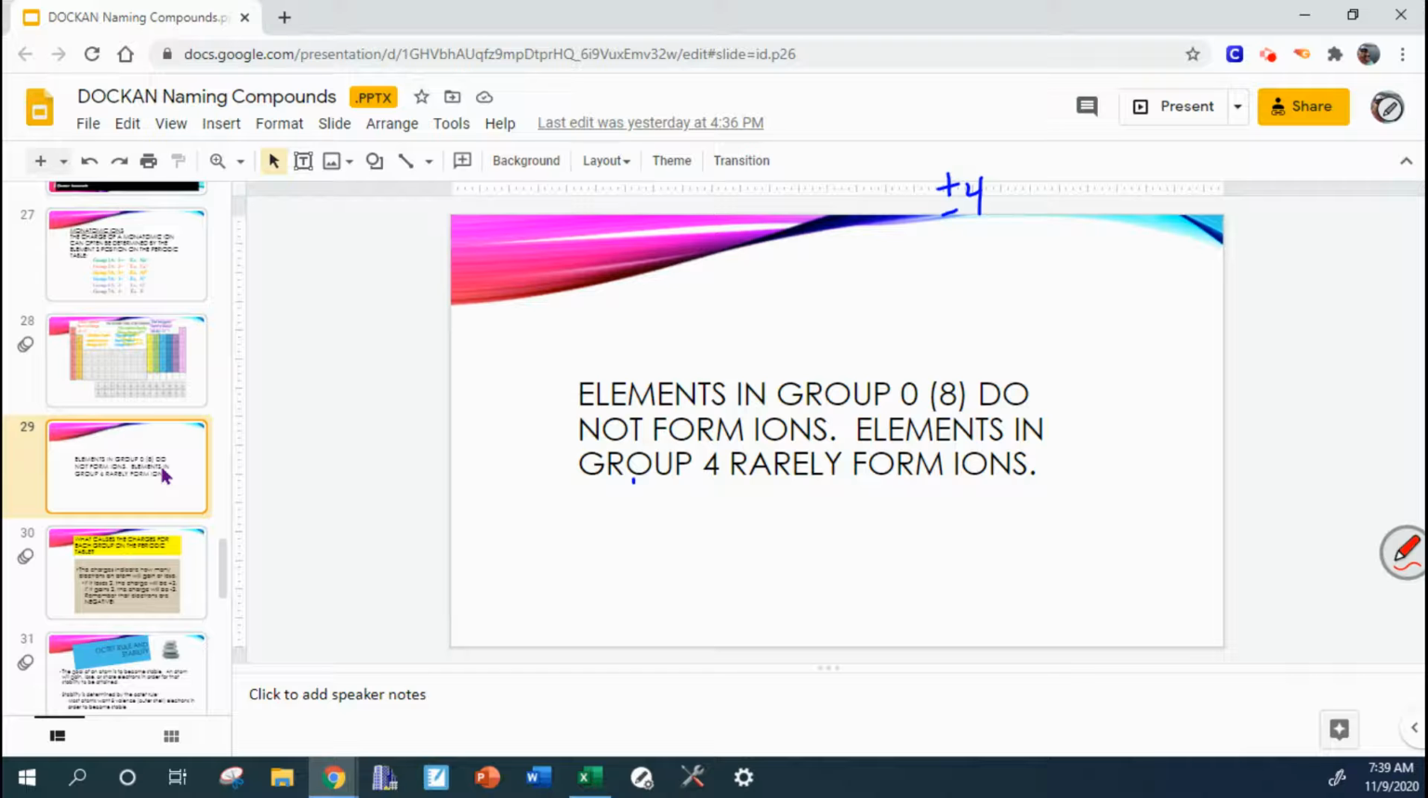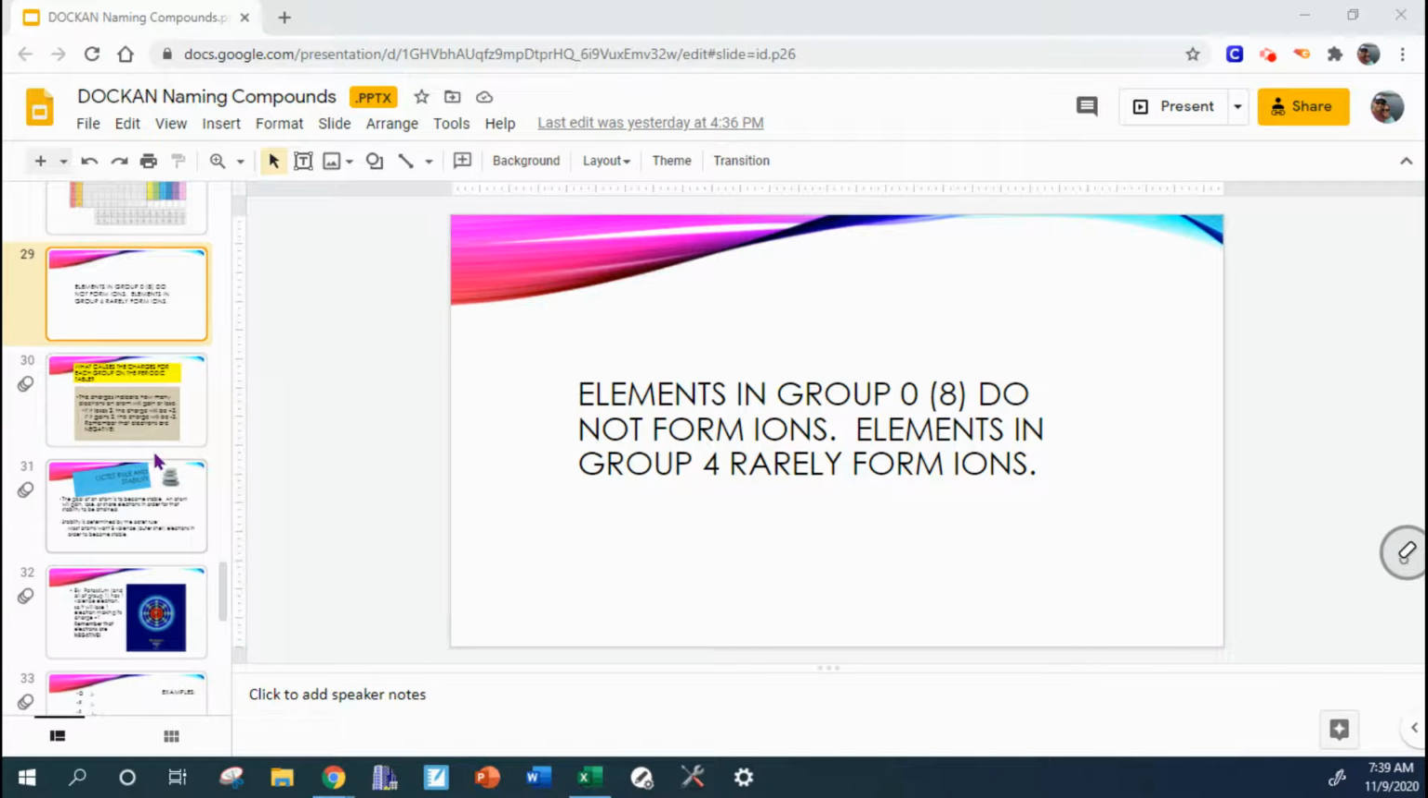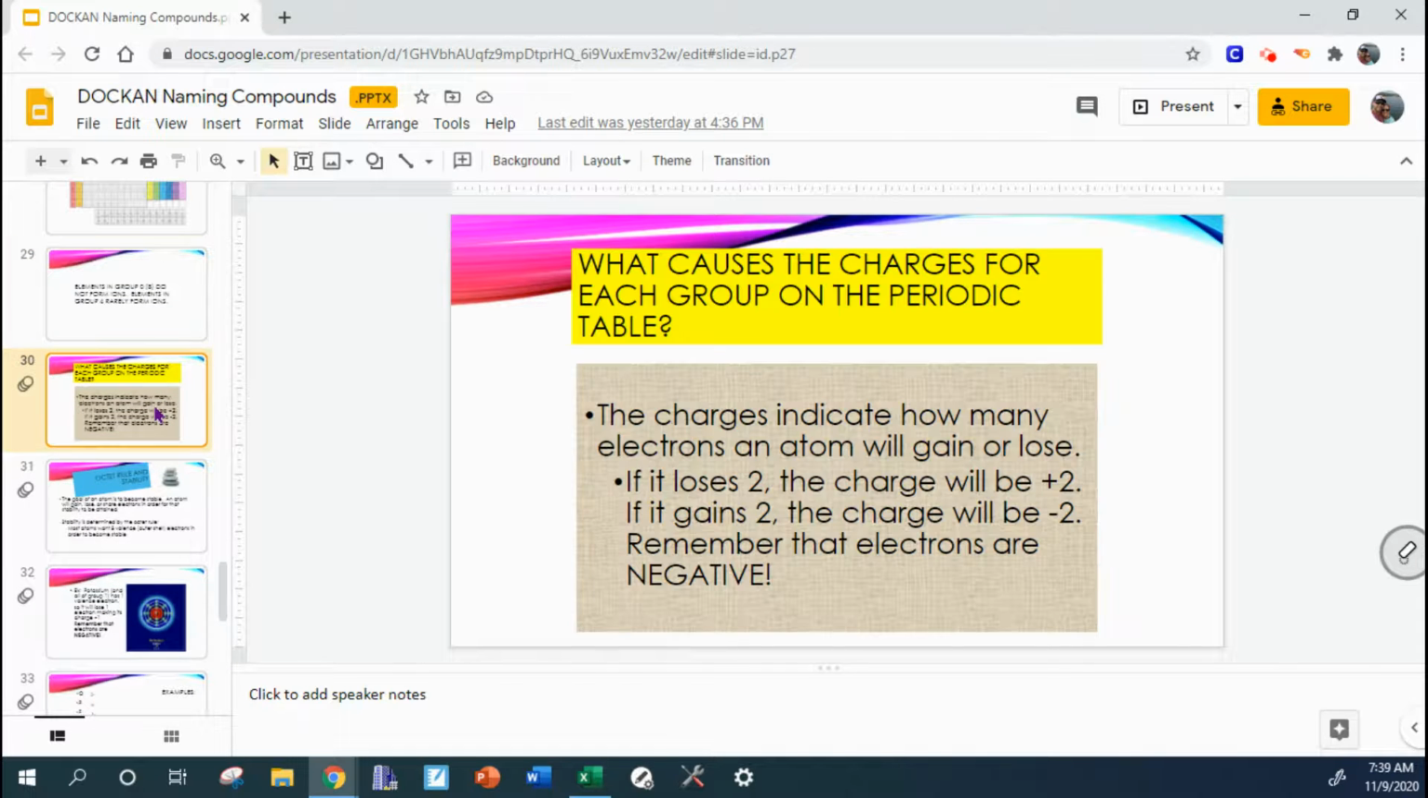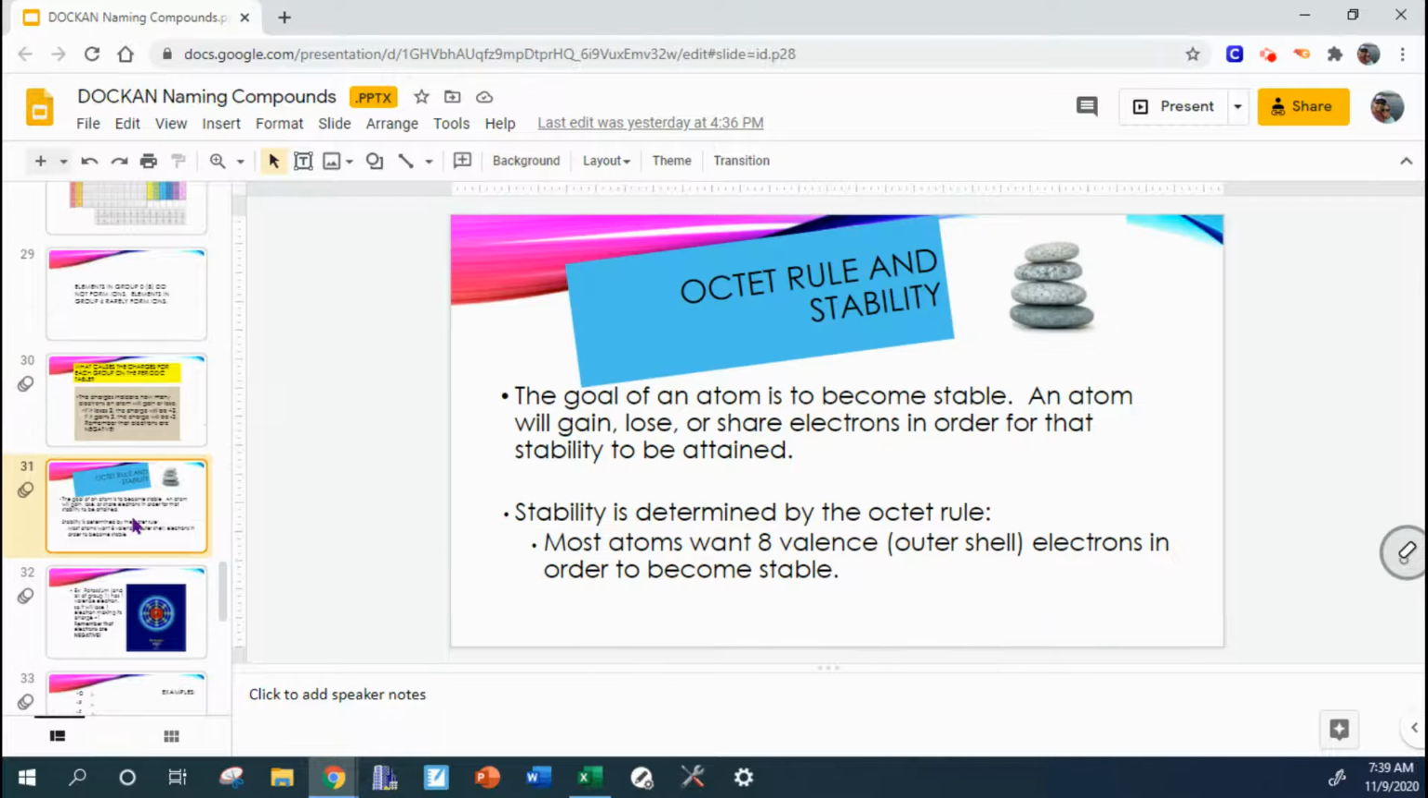Elements in group 8A, which are the noble gases, do not form ions. And the elements in group 4, the one with plus or minus, like I just mentioned, they rarely form ions as well. So we usually won't see those in ionic compounds. So what causes the charge? The charges indicate how many electrons an atom will gain or lose. If it loses 2, the charge is +2. If it gains 2, the charge is -2. Got to keep in mind that electrons are negative.